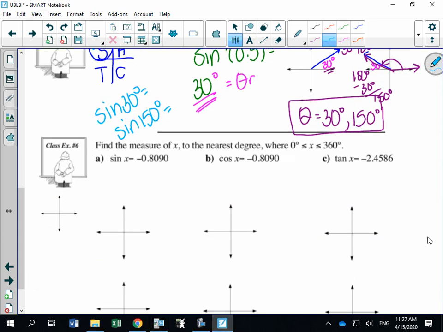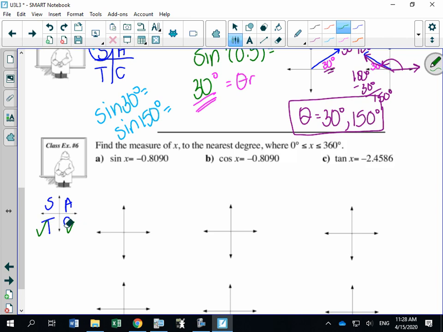let's do class example 6 now. So for class example 6, they want to know what angle x is if the sine of x is equal to this trig ratio here. So draw your CAST. It's going to be the same thing, you guys, over and over, every single question. Then say to yourself, was this ratio positive or negative? So this is a negative ratio. Put a check mark in the two quadrants where sine is negative. And I hope you said quadrants 3 and quadrant 4.